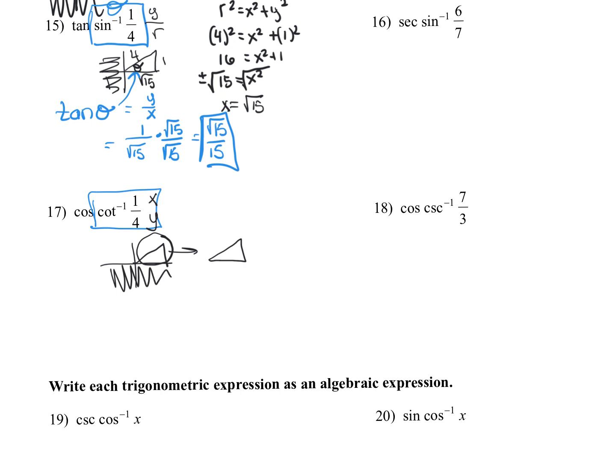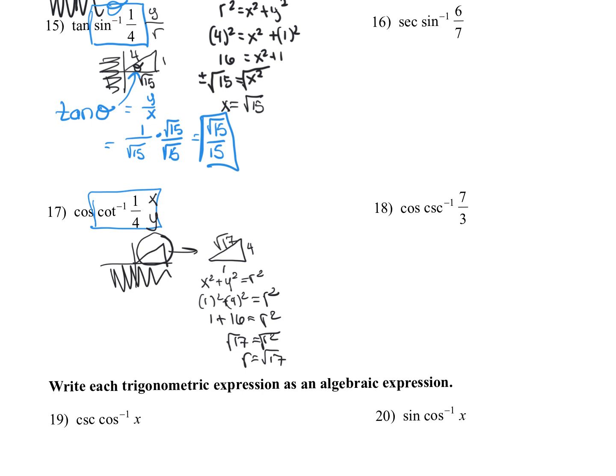The x side is 1 and the y side is 4. X squared plus y squared equals r squared is going to give me my hypotenuse. So 1 squared plus 4 squared equals my r squared. So I'm going to get 1 plus 16 equals r squared. So 17 equals r squared. When you square root, the radius is never, ever, ever negative. So r equals the square root of 17.